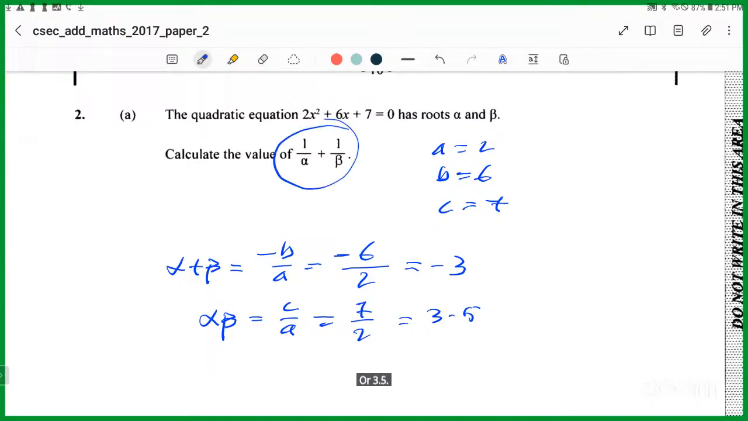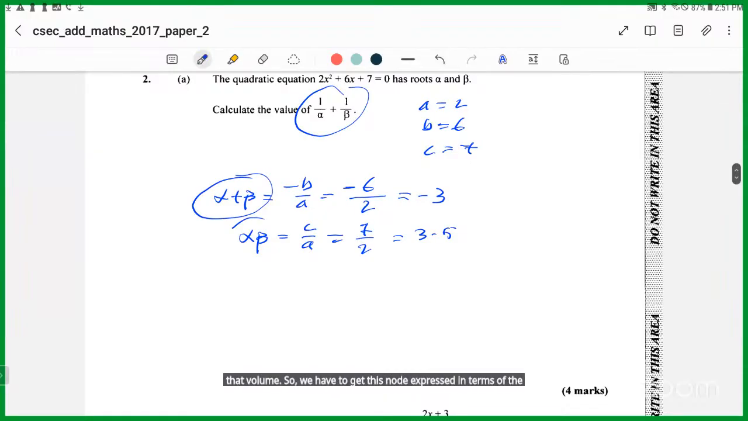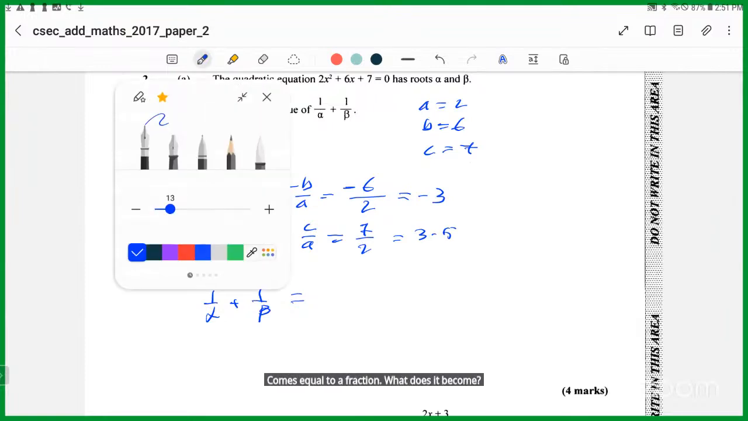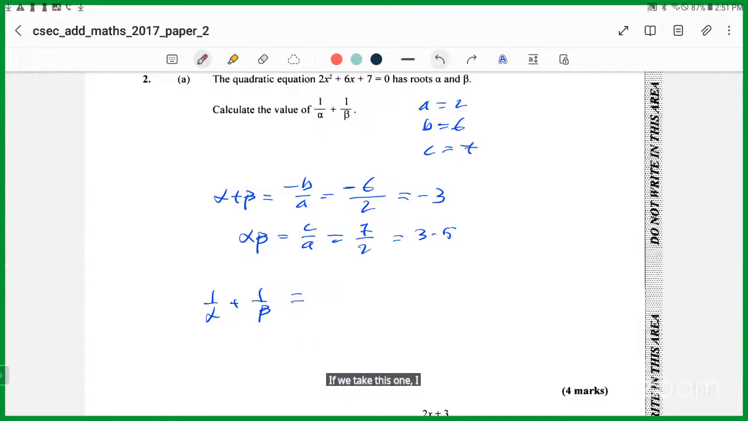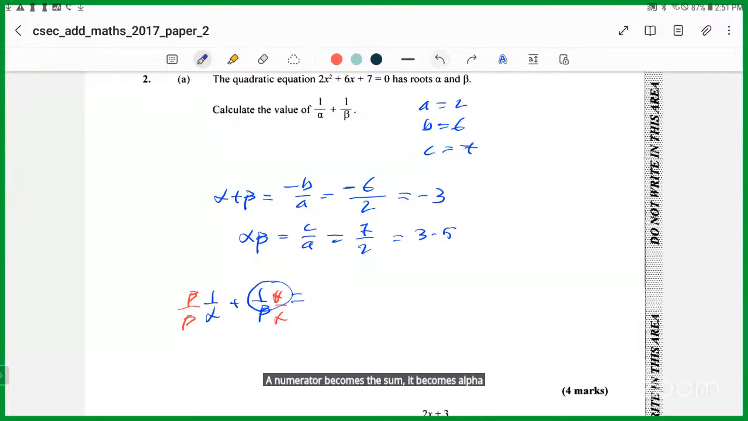We need to work out these values now. That value. So we have to get this now expressed in terms of the alpha plus beta and the alpha beta. This is basically to make it into one fraction. So 1 over alpha plus 1 over beta becomes equal to a fraction. What does it become? If we take this one and multiply it by beta over beta, take this one and multiply it by alpha over alpha, then the two denominators become the same, alpha beta. And the numerator becomes the sum, alpha plus beta. So this fraction becomes alpha plus beta over alpha beta.